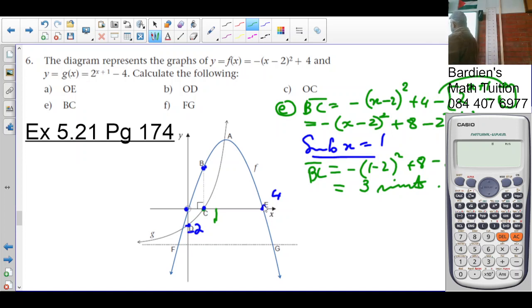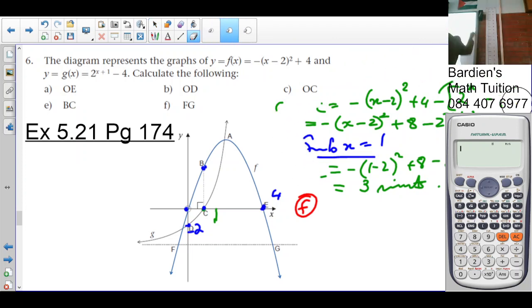Is that correct? Yes. Right, and then let's look at F. F says FG. Okay, we need the space here.